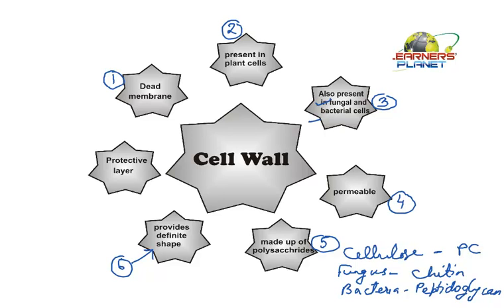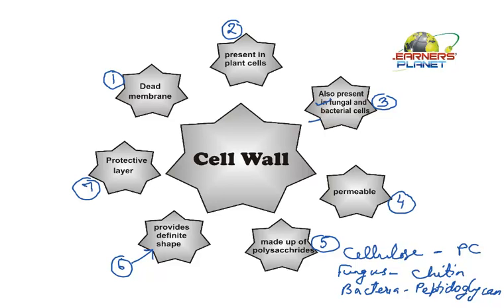Not all cells. The reason is that the plasma membrane is flexible, so it can change the shape, but the cell wall is rigid. So this rigidity will help in providing the definite shape to the plant cell. Besides that, it is said to be a protective layer. Why is it said to be a protective layer? The reason is that it helps the cell to tolerate the harsh conditions present in the surroundings.